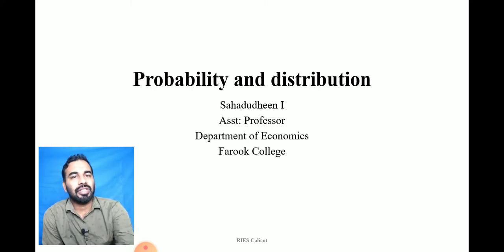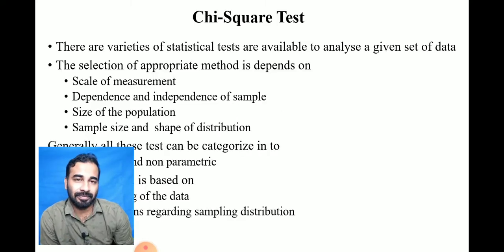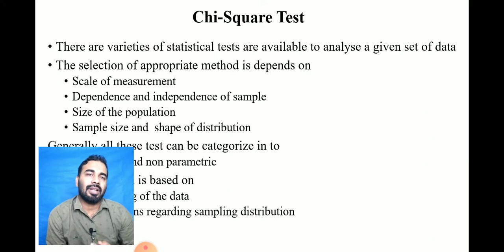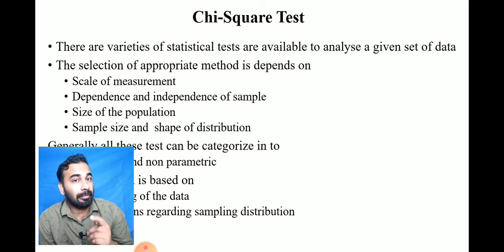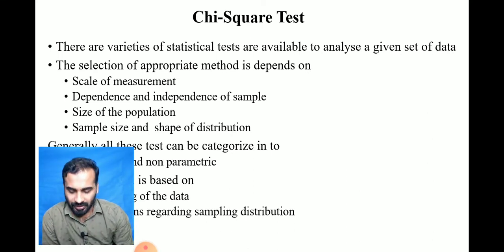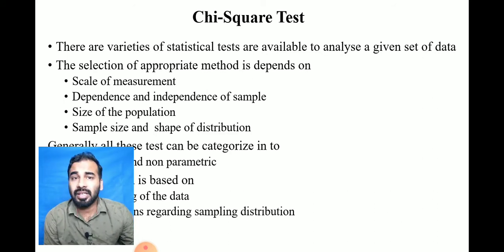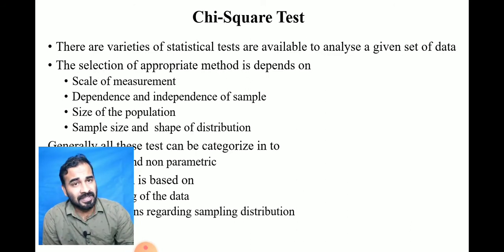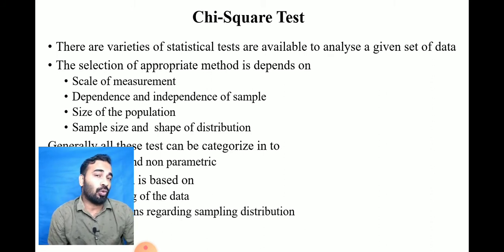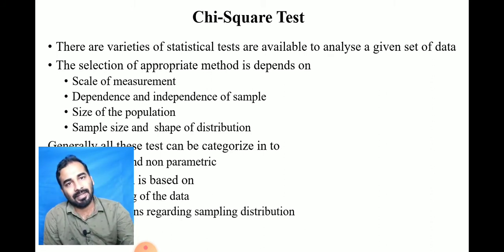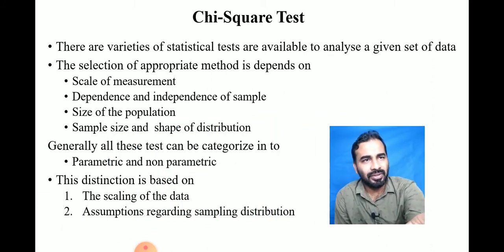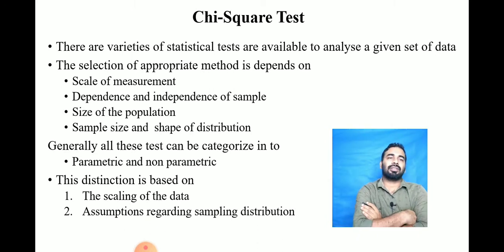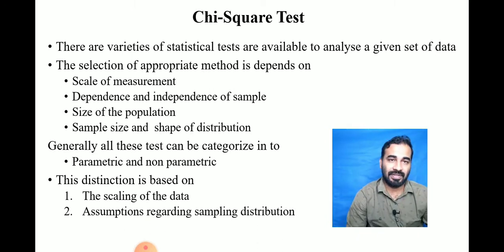So in previous videos we discussed different types of test, mainly t-test, dependent t-test or paired t-test. Then we have seen f-test and ANOVA test, analysis of variance test. Okay, so today our topic is chi-square test.